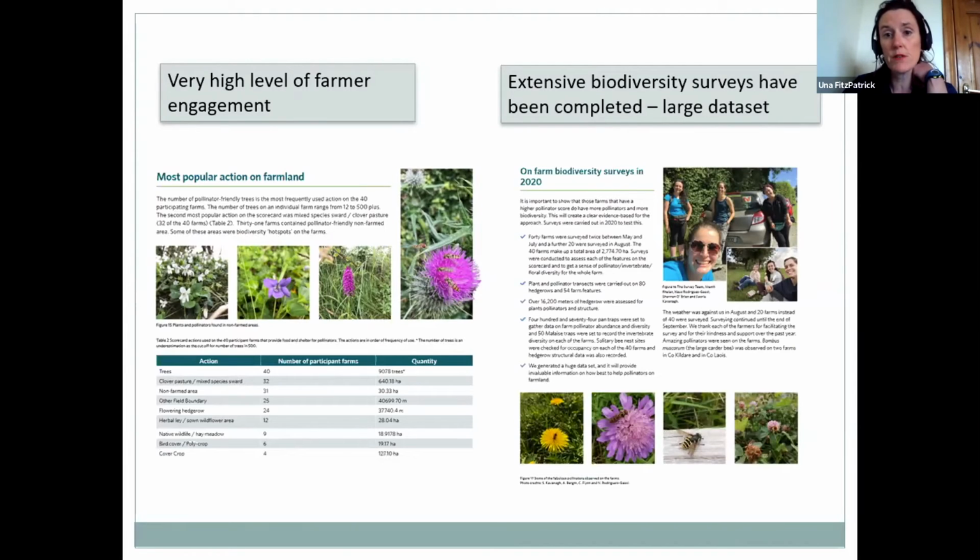Extensive biodiversity surveys have been completed on all 40 of those farms. So there's a really large data set which will now be analysed to create the evidence base and show that the scoring system that we're proposing actually works.